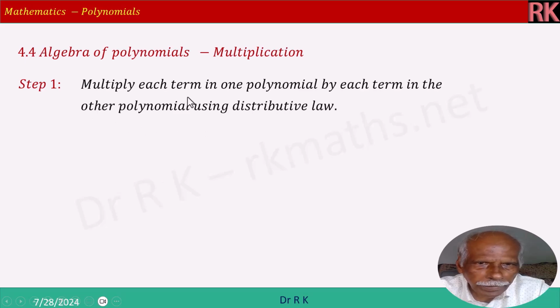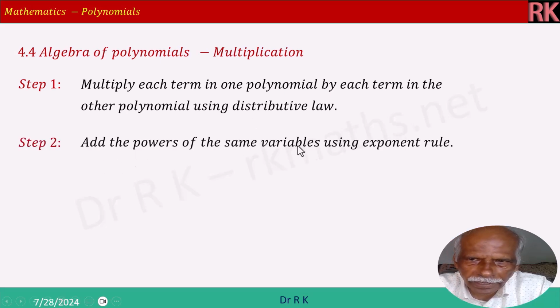Step 1, multiply each term in one polynomial by each term in the other polynomial using the distributive law. Do you know what is the distributive law? A into (b plus c) is equal to ab plus ac. Step 2, add the powers of the same variables using the exponent rule.